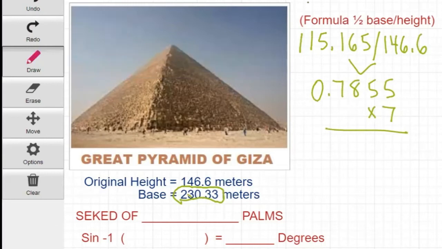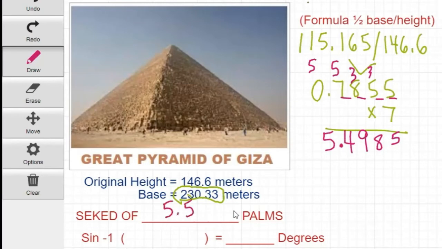So we have 5 times 7, which is 35. Then 5 times 7 again is 35, plus 3 is 38. Then 7 times 8 is 56, plus 3 is 59. 7 times 7 is 49, plus 5 is 54. And 7 times 0 is 0, bring the 5 down. Now we have to count back. We have 4 decimal spaces here, so we count back 1, 2, 3, and 4. And we have 5.49, which we can round off to 5.5 palms.